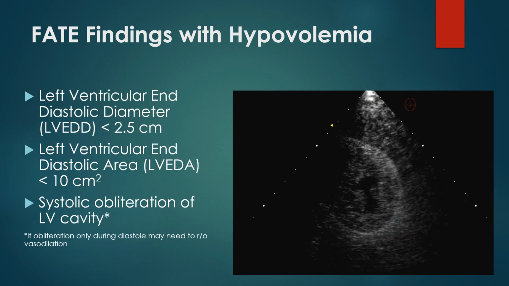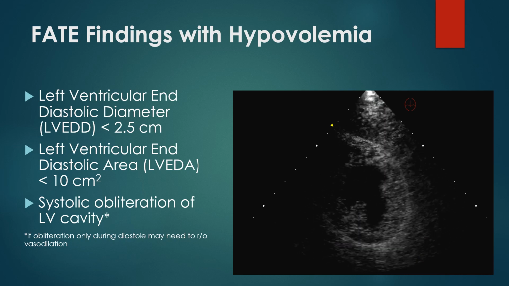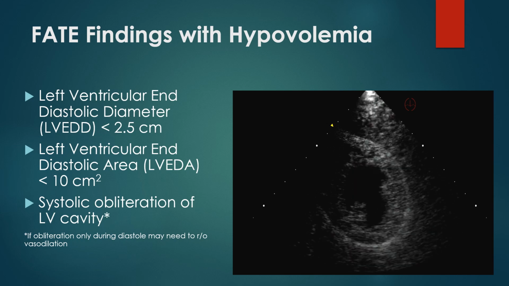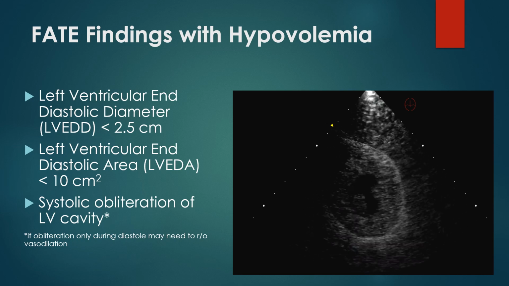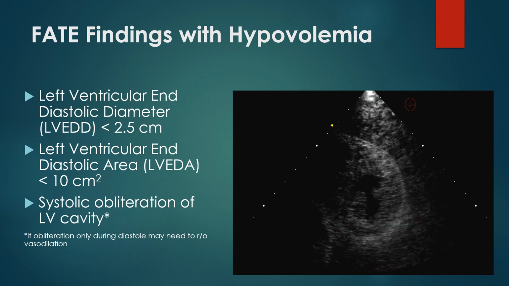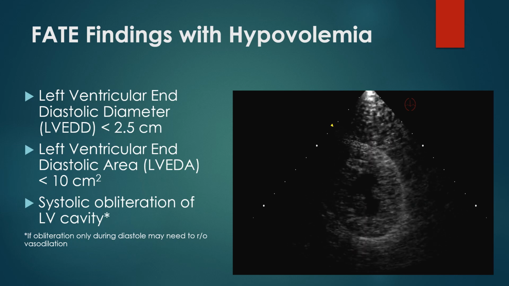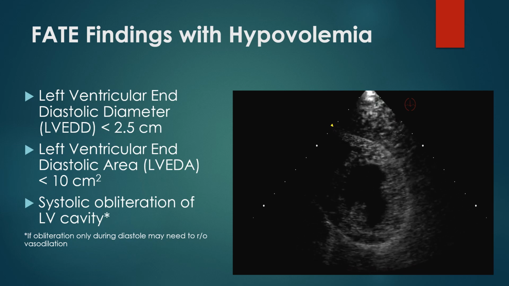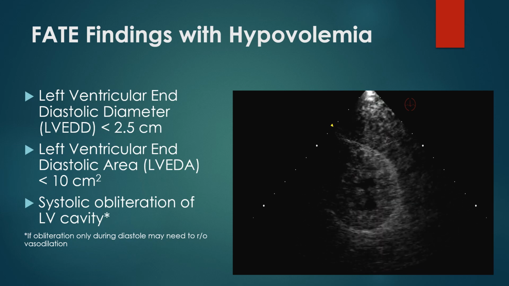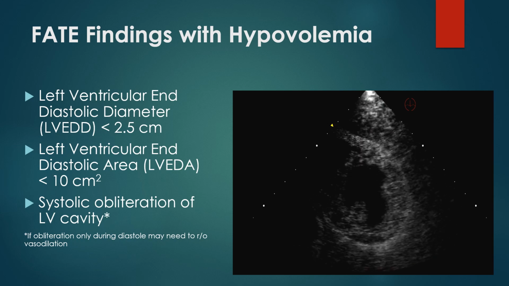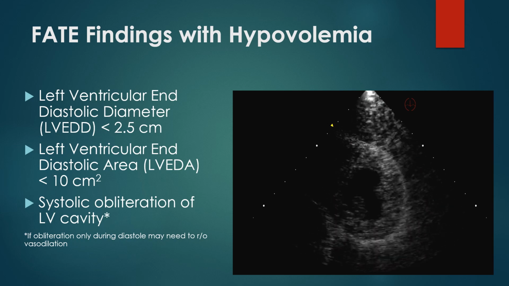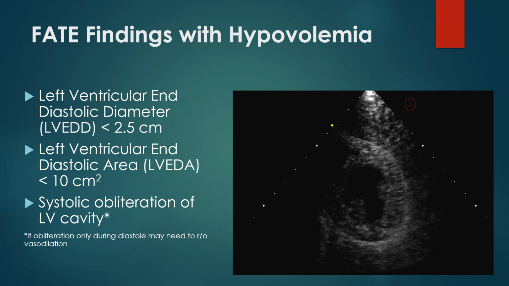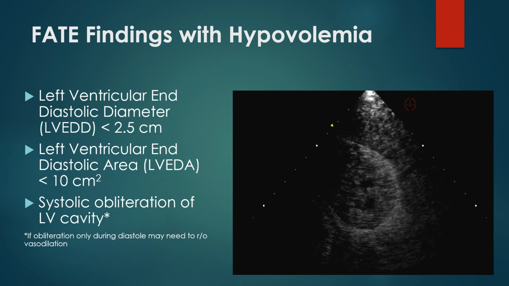So as opposed to failure and as opposed to tamponade, you have hypovolemia. And again, sticking a probe just directly on the parasternal short axis, you get a nice view of the kissing papillary muscles. You get a nice view of wall motion, ejection fraction. And you think, wow, man, the ejection fraction here is 80%. Well, that's because you're very underfilled, you're under-resuscitated. So typically you're going to have a left ventricular end diastolic diameter of less than 2.5 centimeters, and your left ventricular end diastolic area is going to be less than 10 centimeters with almost complete obliteration of the LV cavity.